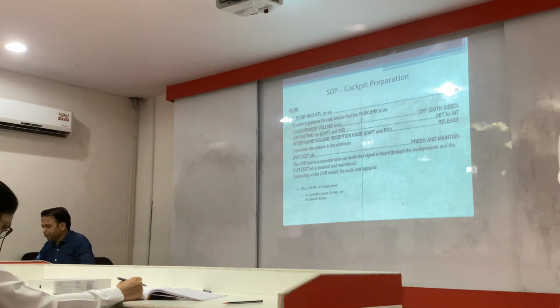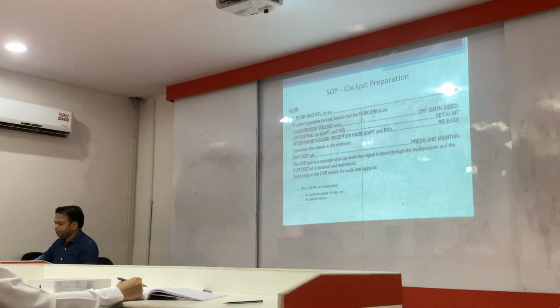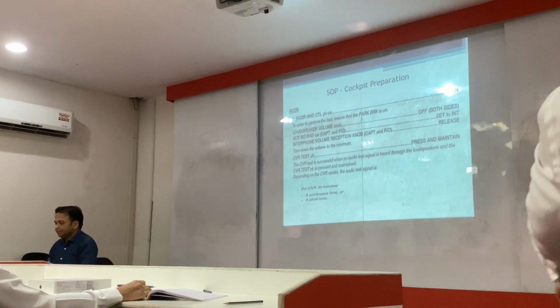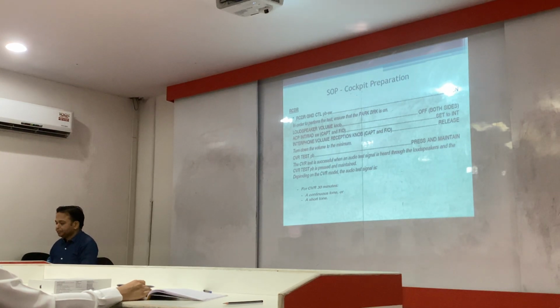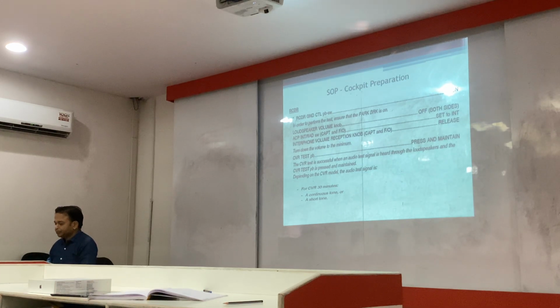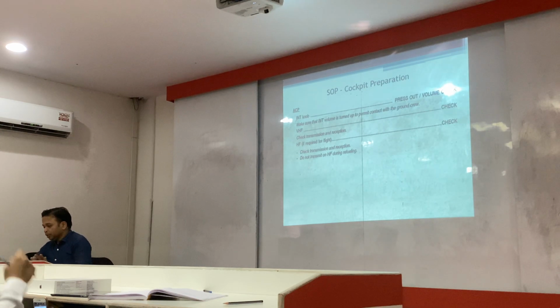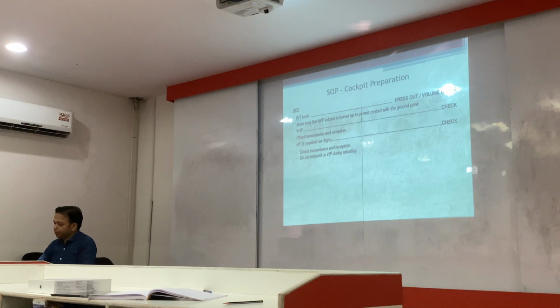Just go through the SOP for cockpit preparation. Regarding recorder: recorder ground control will try to switch on, speaker volume off both sides, speaker track switch set to it, interphone volume reception knob release, CVR test will try to press and maintain. Regarding ACP, now press out volume check. Make sure that the volume is turned up to permit contact with the ground crew. HF check, HF check.